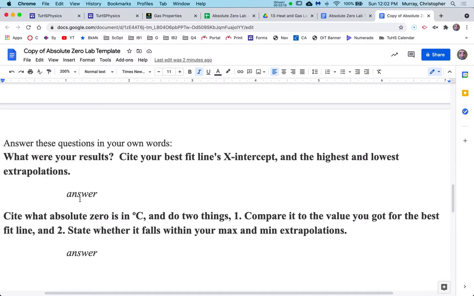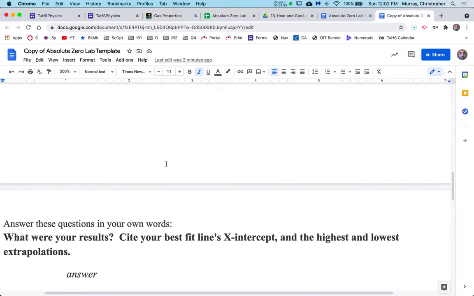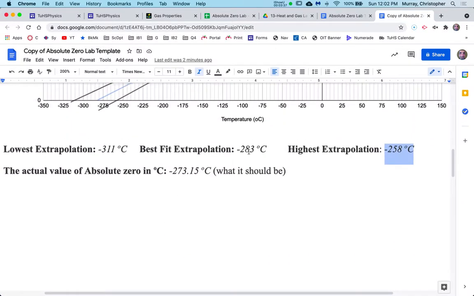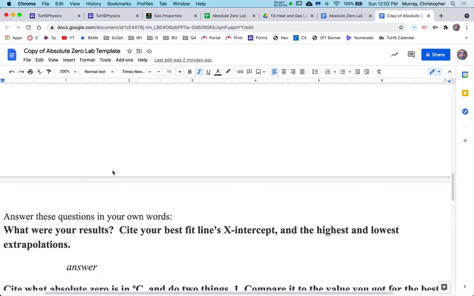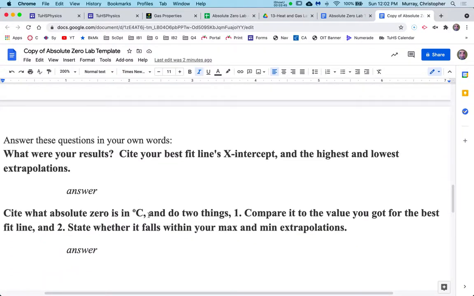So for this one, you're just going to say what your results were. Max, your best fit, start with that. The lowest, the highest, right? And then here you want to say, Lord Kelvin predicted it would be minus 273.15. And so that is 10 degrees higher than my minus 283 degrees, but it falls in this range, okay? And state what the range is there, okay? State what your numbers are. All right, I think I'm done talking.